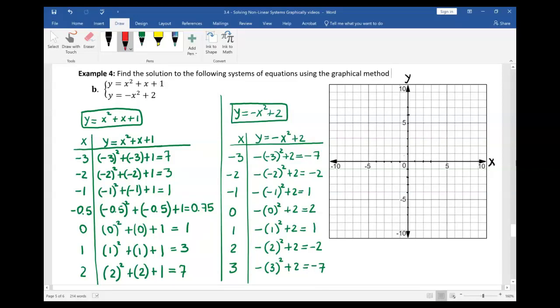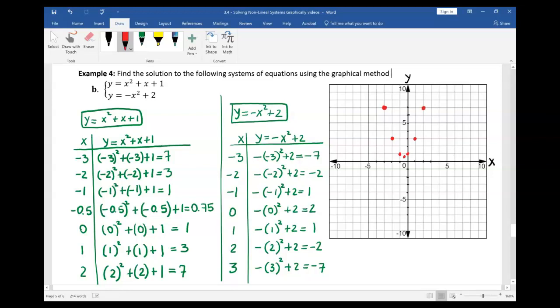The first pair is -3, 7. 1, 2, 3, -3, 7, all the way up here. This is the first point. The second point, -2, 3. Then we have -1, 1. -0.5 and positive 0.75, so somewhere around here. 0, 1. 1, 3. 2, 7.